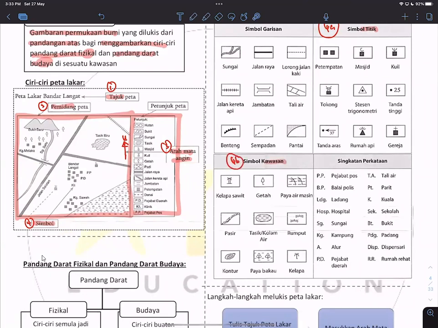Kawasan refers to one symbol, referring to one large area. So this is all the tanaman, all the large area like tasik. Yeah, this symbol is kawasan. This bukit is kawasan. This tanaman for getah is kawasan. This symbol for padi is kawasan. Why? Because they are referring to a large area.